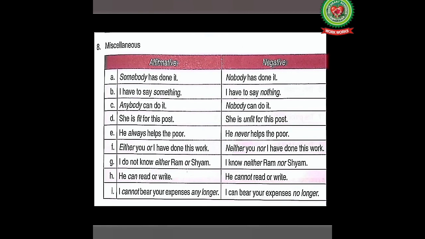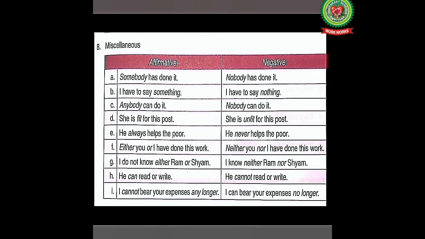Okay, look at example number 3. Anybody can do it. And the negative form of anybody is nobody. So our answer is, nobody can do it. Full stop. Okay, look at example number 4. She is fit for this post. And the negative form of fit is unfit. So our answer is, she is unfit for this post.